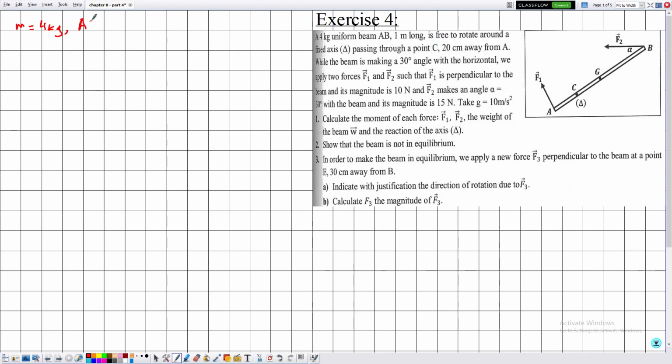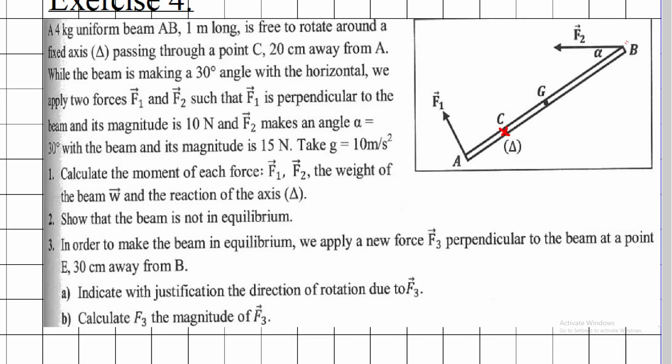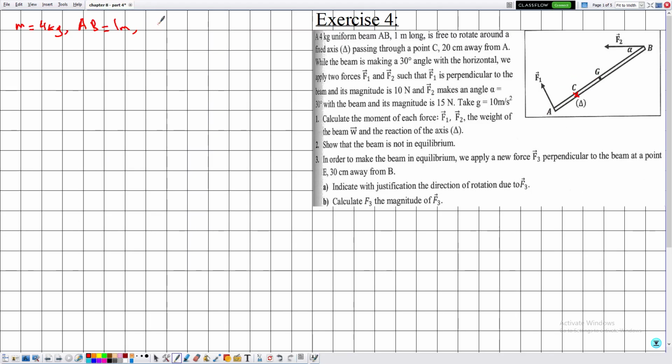So AB is equal to 1 meter, representing the length of the beam, is free to rotate around a fixed axis delta, passing through a point C 20 centimeters away from A. So here, let me make it clear. The point C represents the axis of rotation. This is important because whenever we are calculating the moment, the distance from the force or the tangential component is measured from the axis of rotation and not from the center of gravity. So let me say that AC is equal to 0.2 meters.